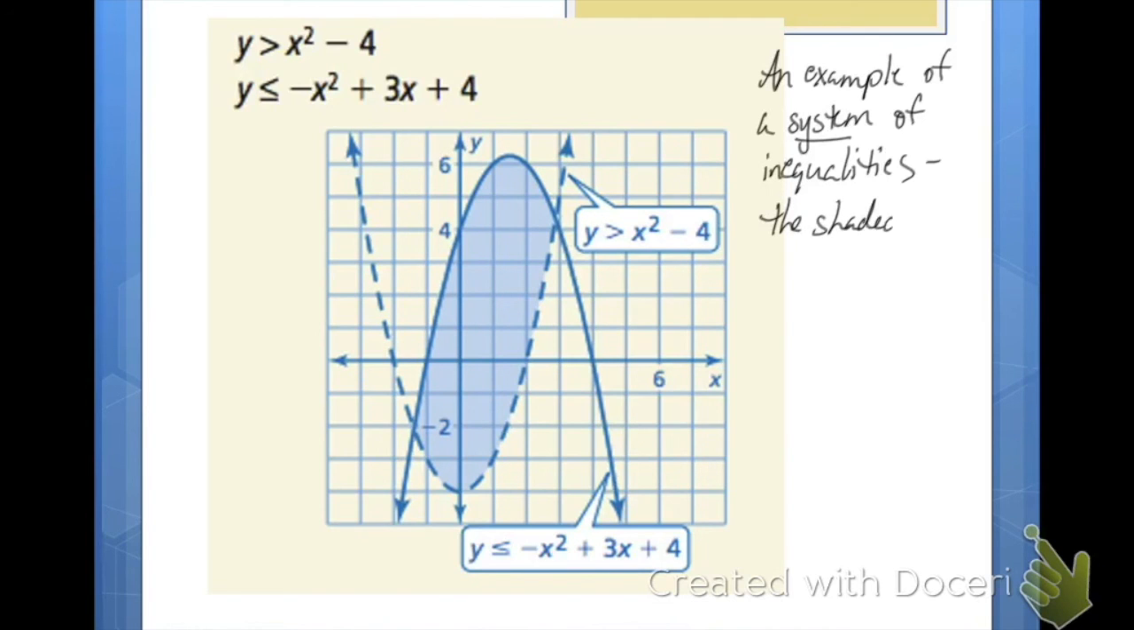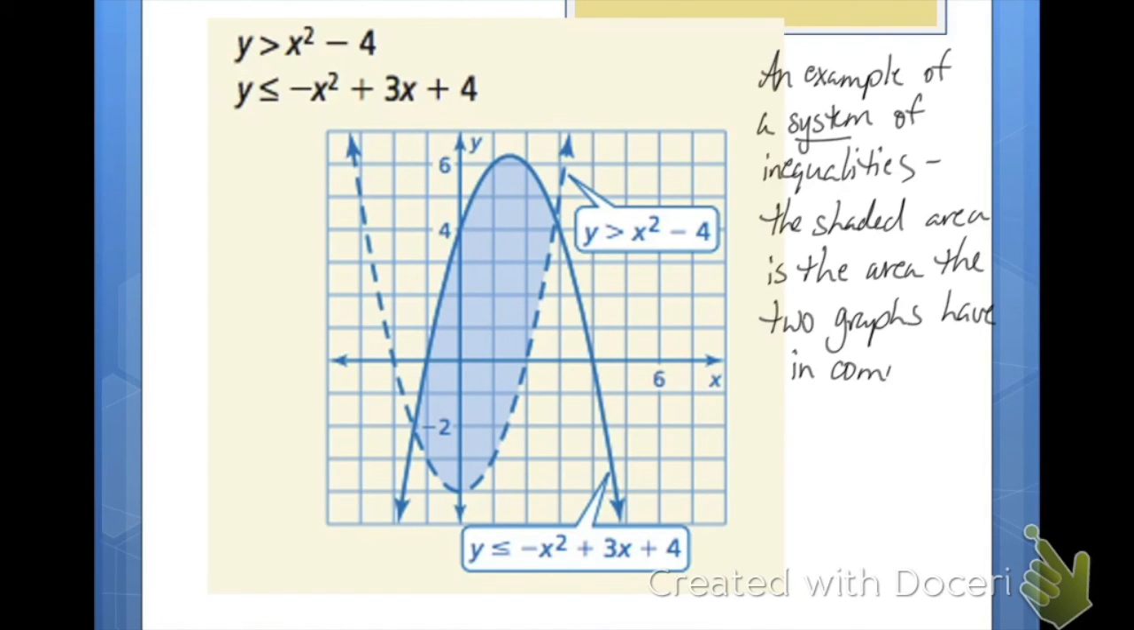So notice there's a shaded region. The shaded area is actually the area that both the graphs have in common. Our first graph, y is greater than x squared minus 4, graph number 1 in red, and that's the graph of it. Since it's greater than, we're going to shade above the curve, and it'll end up being inside.